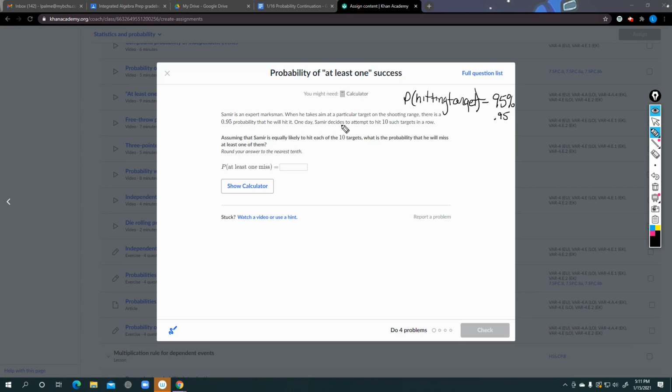Now, one day, Samar decided to attempt to hit 10 such targets in a row. Assuming that Samar is equally likely to hit each of the 10 targets, what is the probability that he will miss at least one of them? So miss at least one of them. So we want to know the complement of the probability of hitting the target. So we're going to have 1 minus the 0.95 of him making the target raised to the 10th power.